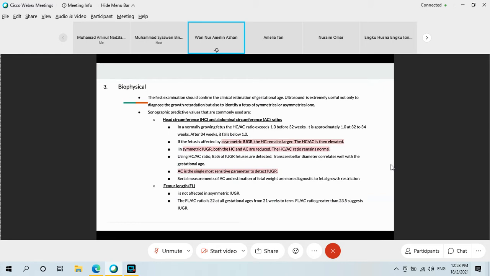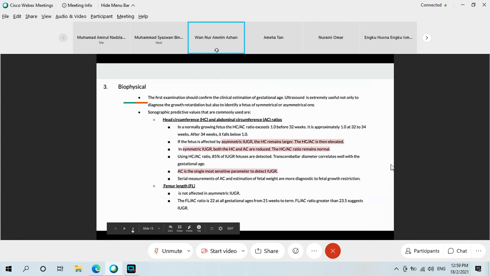Next predictive value is the femur length. Femur length is not affected in asymmetrical IUGR. So the FL/AC ratio is 22 at all gestational ages from 21 weeks to term. However, if the FL/AC ratio is greater than 23.5, it might suggest that the fetus has IUGR.